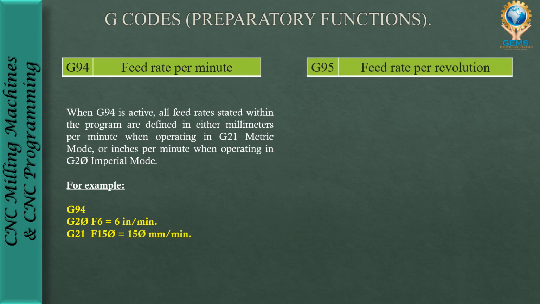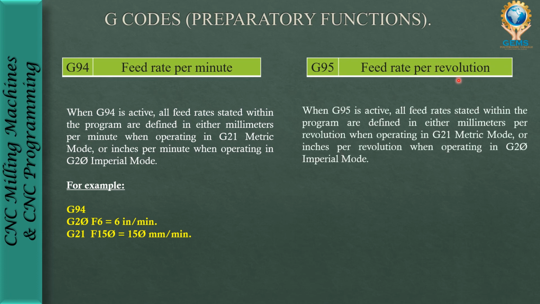Otherwise, if you are mentioning G94 and G21, it will consider millimeters per minute. So G94 is the feed rate per minute: if you are adding G20, it means inches per minute, and if you are mentioning G21, it will consider millimeters per minute. And G95 is used for feed rate per revolution.